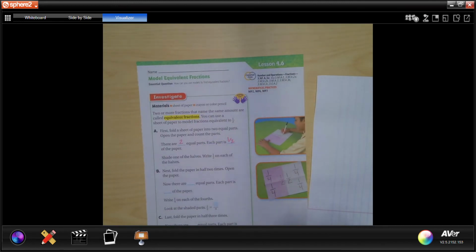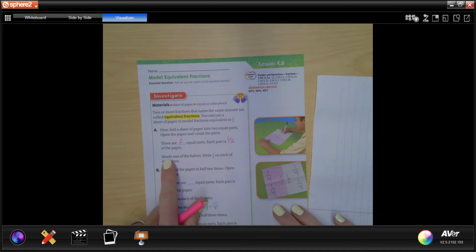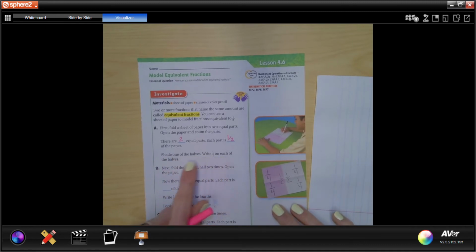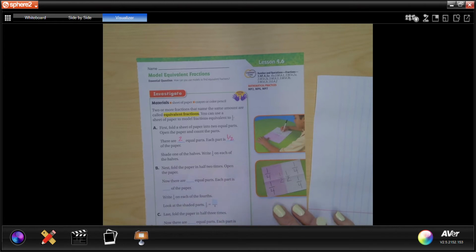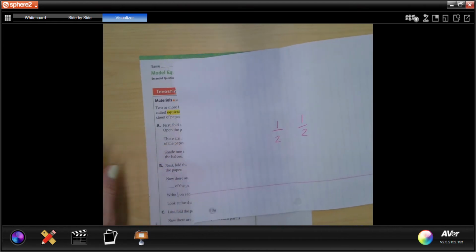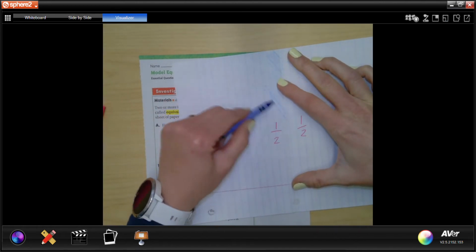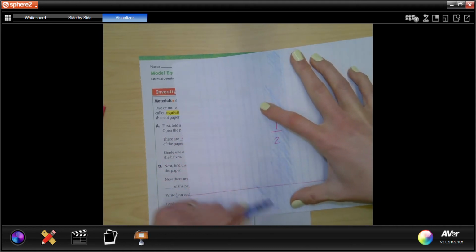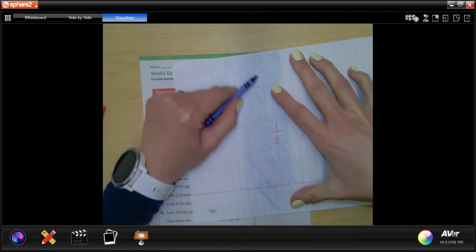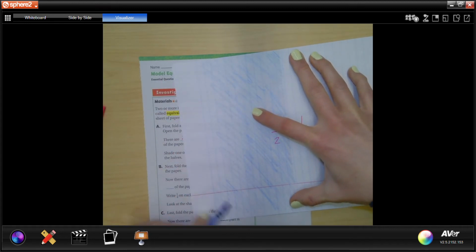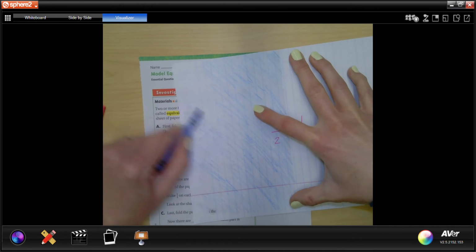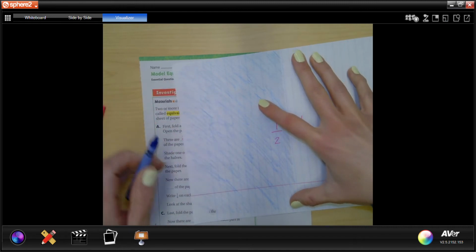Next, we are going to shade one of the halves, as it says right here, shade one of the halves, write 1/2 on each of the halves. So we wrote the 1/2 on each of the halves, and now we're going to take our crayon and we're going to shade half of the paper. Okay.